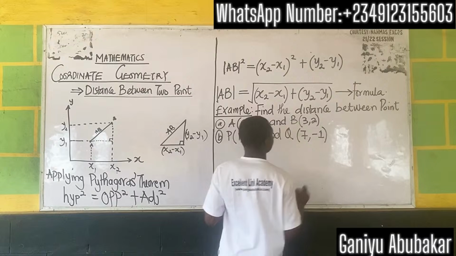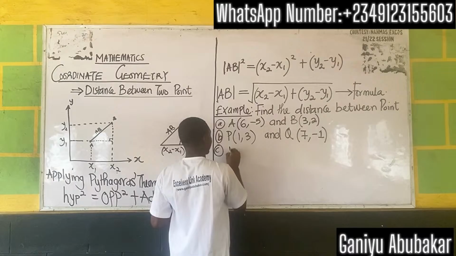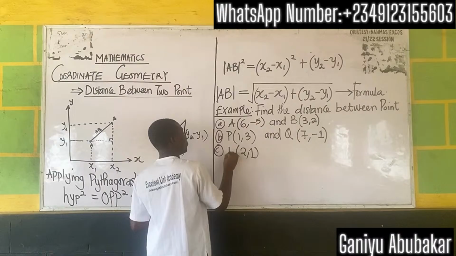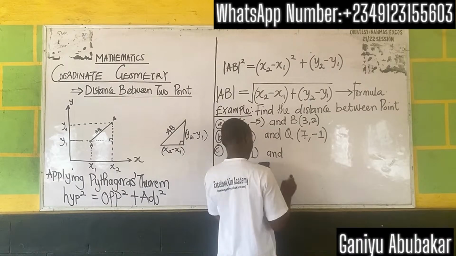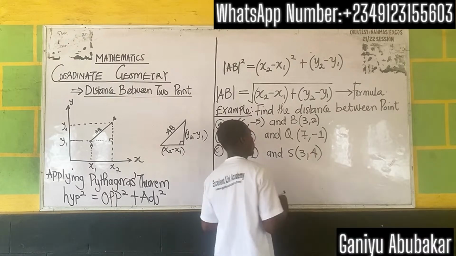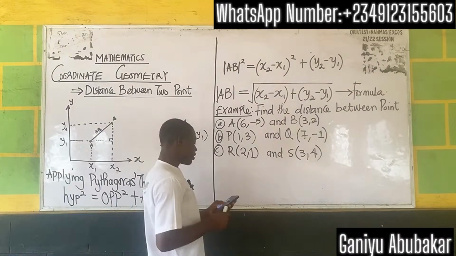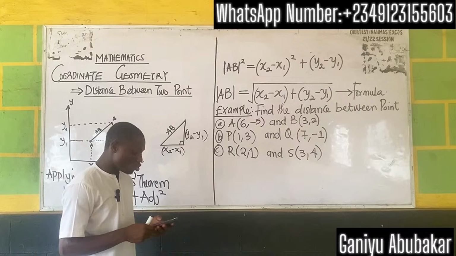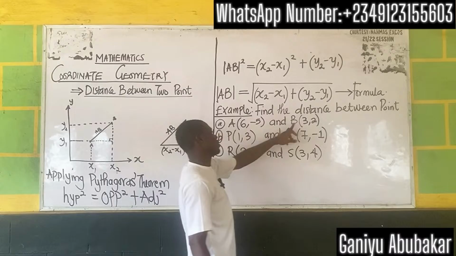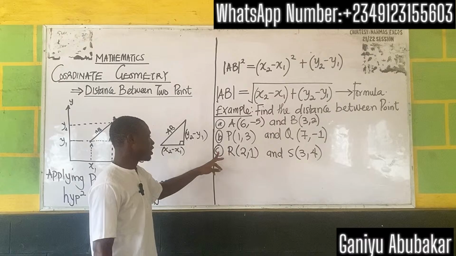All right, next up, question C, it says point P is 2, 1. Let's use another letter. Let me use R. And S is given as 3, 4. Alright, let's get this done. First things first, we are asked to find the distance between 2 points. For question 1 here, I'm asked to find the distance between 2 points A and B. Question 2, I'm asked to find the distance between 2 points P and Q. Question 3, I want to find the distance between 2 points R and S.